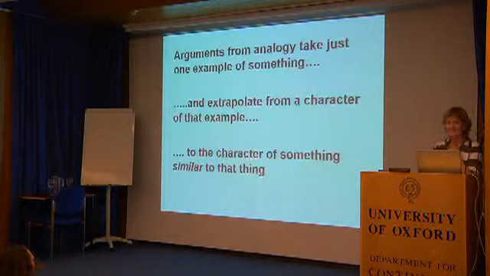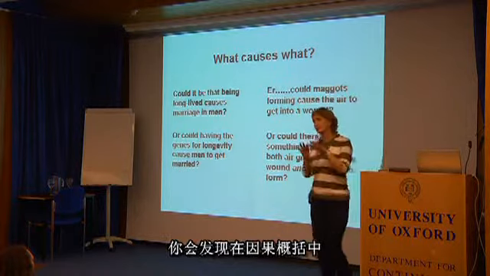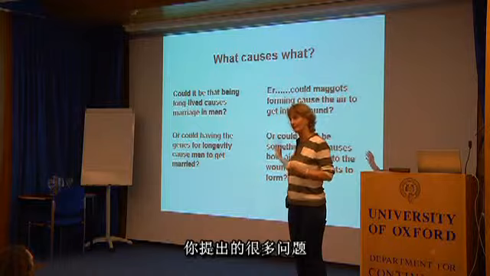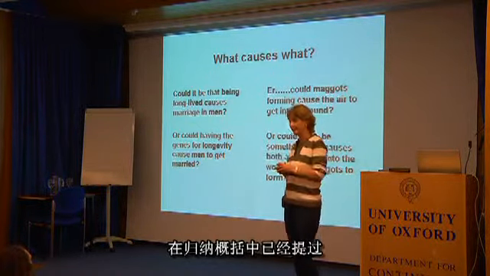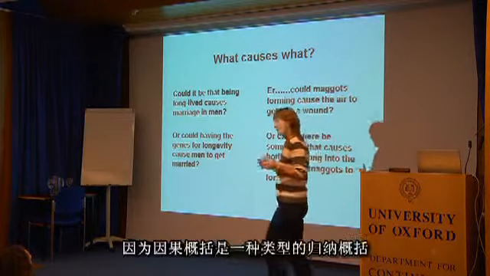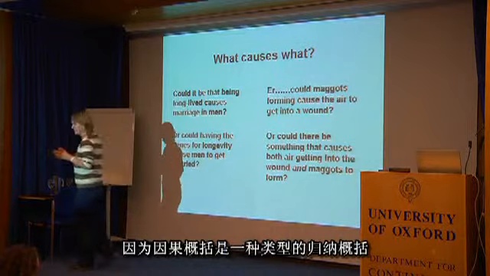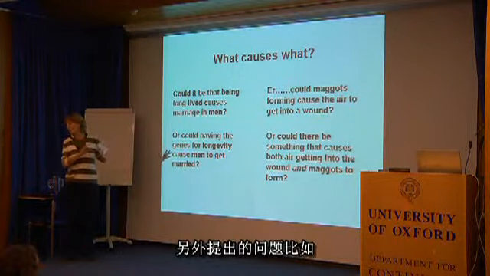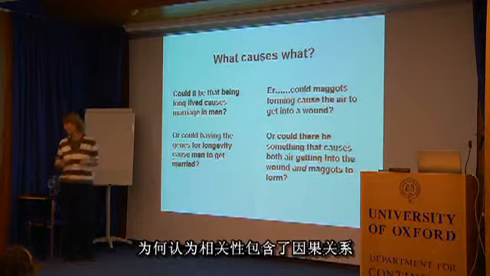Okay, so that's looking at causal generalizations, and you'll see that many of the questions that you would ask about causal generalizations are also questions you've already asked about inductive generalizations. That's not surprising, because causal generalizations are a type of inductive generalization, and the ones you're asking separately are the ones that say, why should we think that a correlation has a causal relation under it?